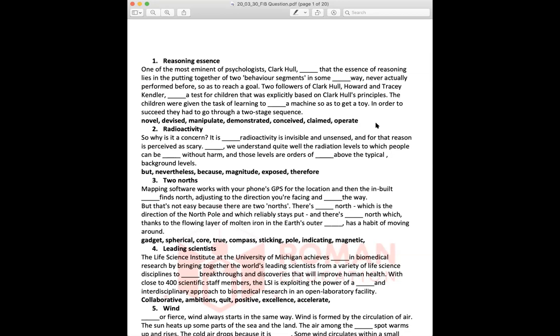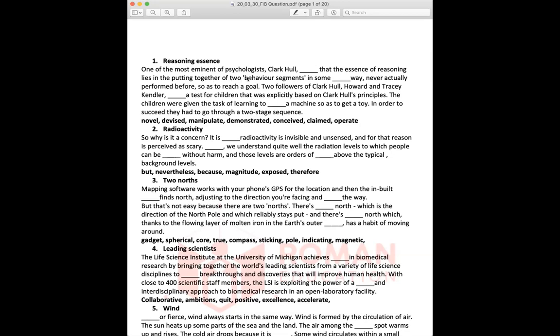What you need to do is pick the word which makes sense. So what kind of sense? We say three types of sense. It has to be logically correct, it has to be grammatically correct, and it has to be appropriate vocabulary for that position. Let's have a look at the first question, first gap here.